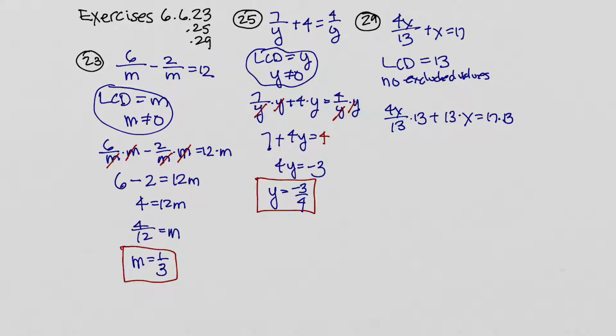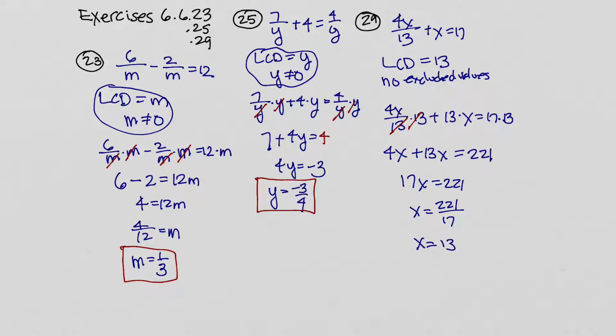Now, in this first term here, these 13s are going to cancel. And we're going to get 4x times 1 is 4x, plus 13x equals, and when I multiply that, I got 221. And when we add these together here, 4x and 13x is 17x equals 221. We're going to divide by 17.